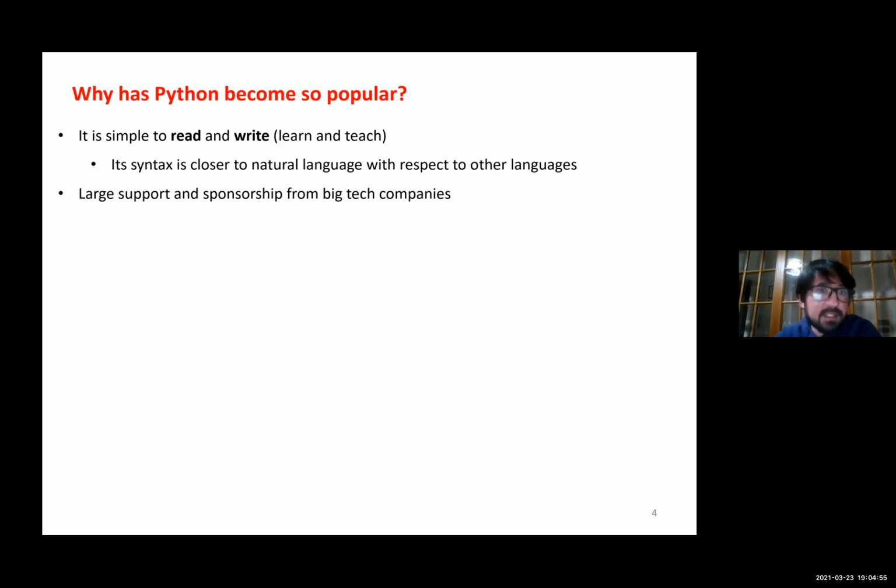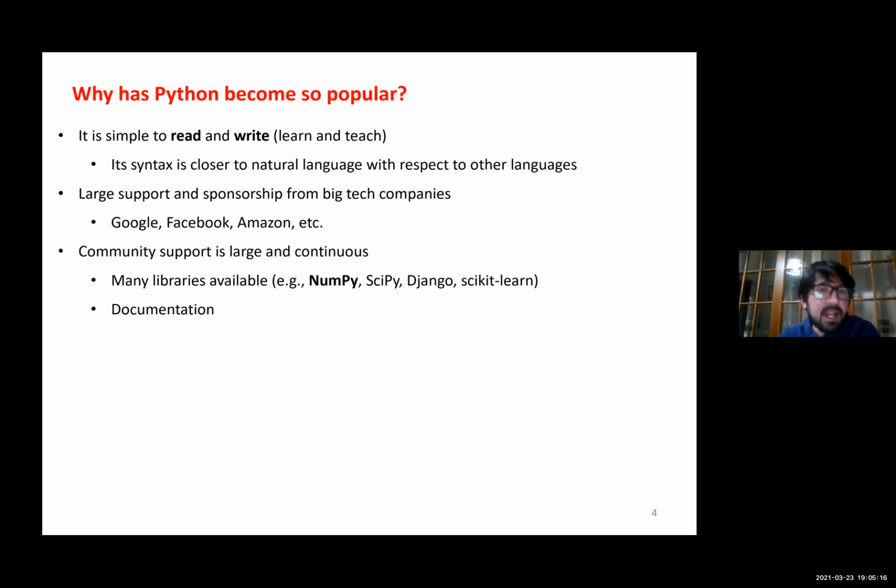Another reason is that it has been supported by very big tech companies like Google, Facebook, Amazon, and they have been at the forefront of developing important libraries, as we will see. It has a lot of community support due to the fact that it's open source. And because of this, it has many libraries.